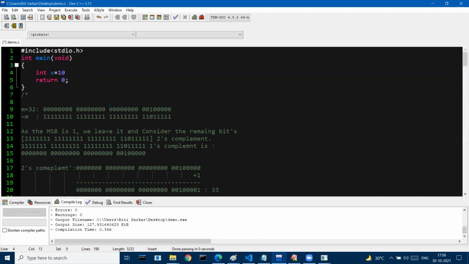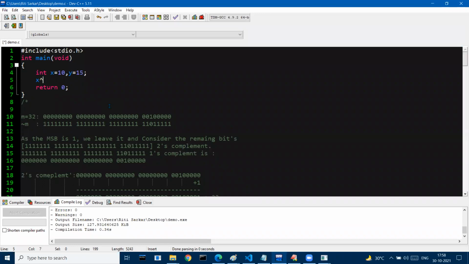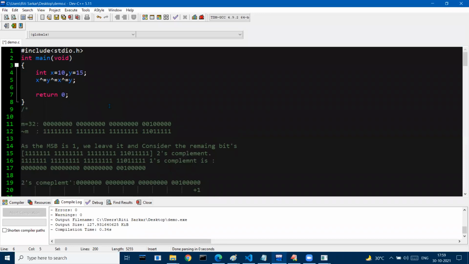x = 10, y = 15. x ^= y, y ^= x, x ^= y. printf("%d %d", x, y). If you know this, you will react immediately. Otherwise, you have to go for calculation. If you know the answer of this, then you will react immediately.